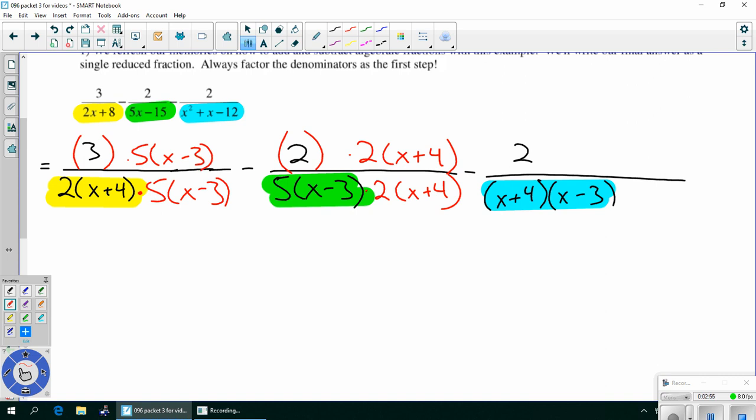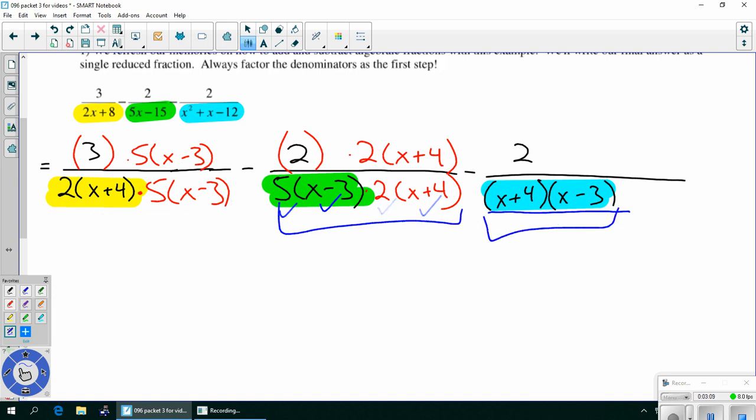So now the first two denominators are exactly the same. 2 times x plus 4, 5 times x minus 3, 2 times x plus 4, 5 times x minus 3. So now we're ready to look at the third denominator. What does the second one need from the third one? Well, the third one has an x plus 4. Hey, got that already. And the third one has an x minus 3. Got that already. So the second one isn't missing anything.